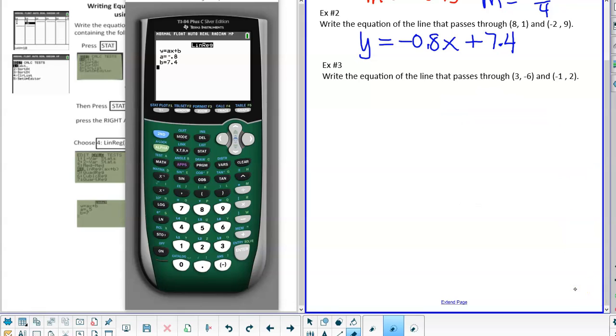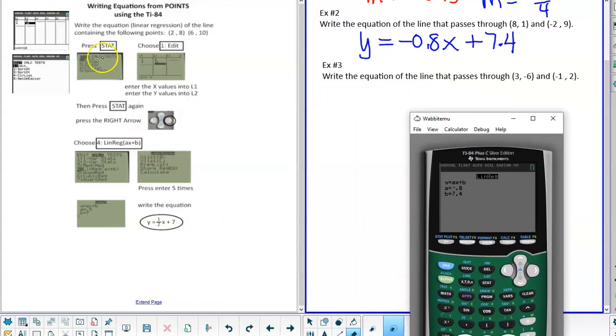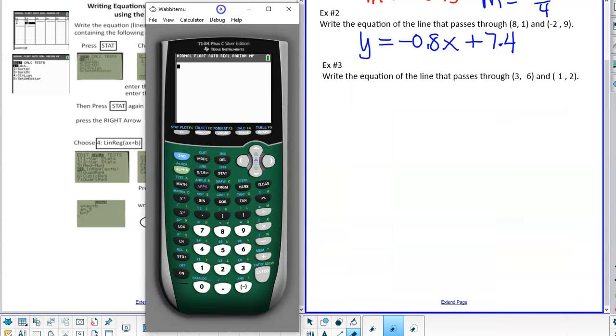Now I'm going to ask you guys to pause the video and try number 3 on your own. So pause the video now. I'm going to move my calculator here in case you need to look back at the series of buttons you need to press. Okay, good luck. All right, let's see how you did.